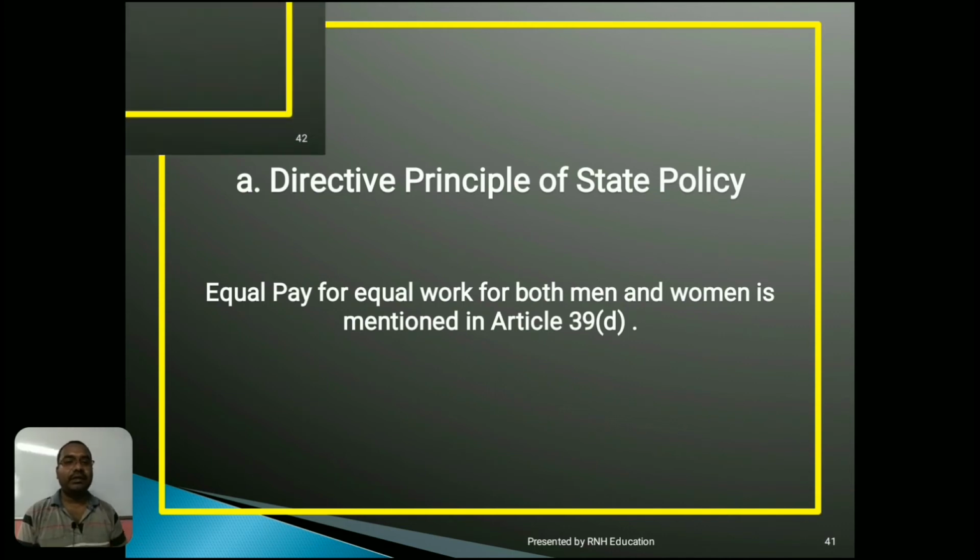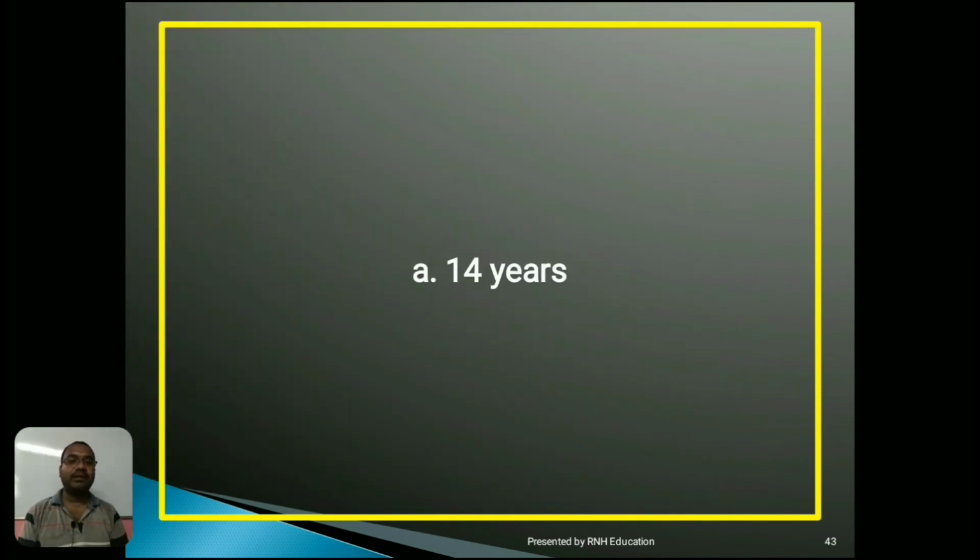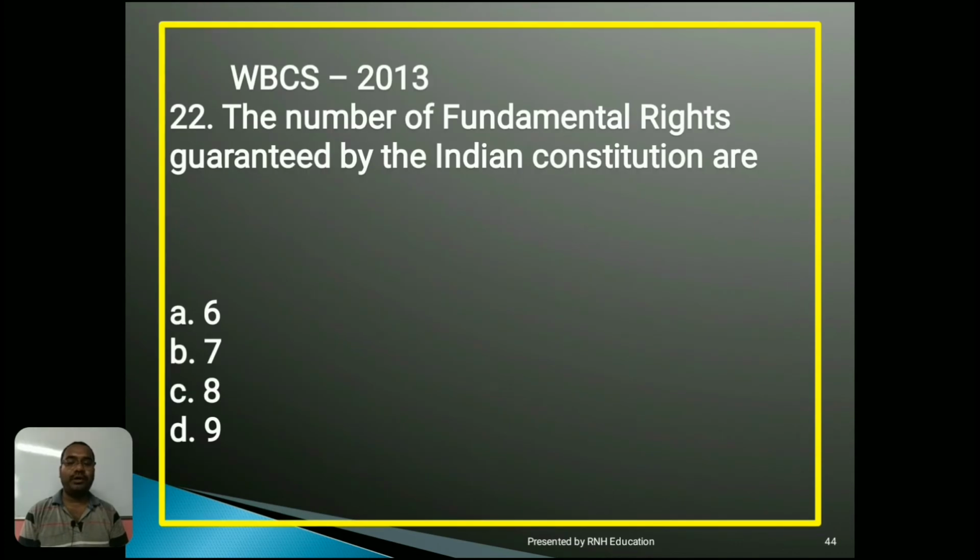Okay friends. Now the next question, that is question number 21. Article 24 of the Indian Constitution prohibits employment of children in any factory below the age of. Options are A, 14 years, B, 12 years, C, 7 years, and D, 15 years. Now see the answer. The answer is option A, that is 14 years. And the next question, that is question number 22. From here it was asked in BCS 2013. The number of fundamental rights guaranteed by the Indian Constitution are.